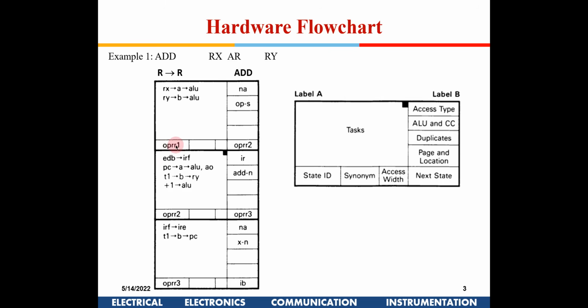You can give any nomenclature of your own, but I have given it because by reading it, it is very clear. It is operation register to register 1. And after this, the next state is operation register to register 2. So here I am writing operation register to register 2. This is the next state.